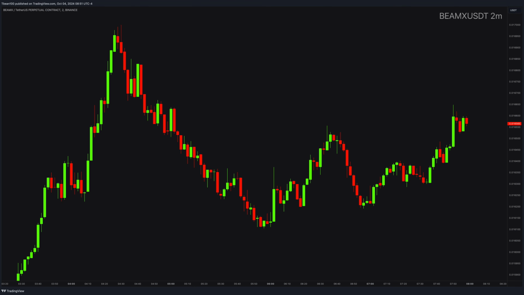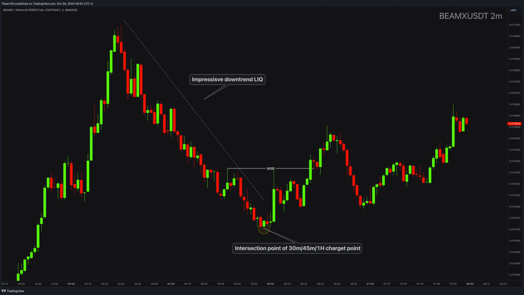This 2-minute chart was really interesting to observe. First thing that I do is spot my supercharge point from the momentum layout, as you can see. This yellow circle indicates I can look for trades now. And this impressive downtrend liquidity is great because it gives me more confidence there are some other reasons for the price to go higher.